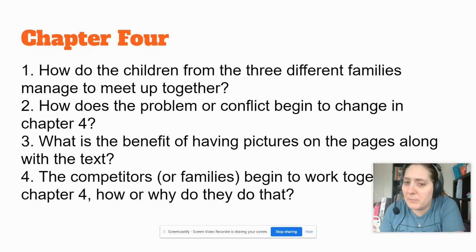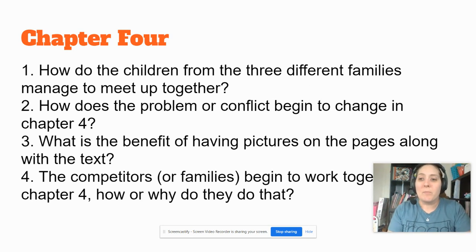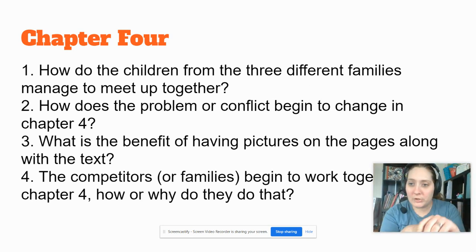Number 4, the competitors or families begin to work together in chapter 4. How or why do you think they do that? Again, this is an opinion question, so your answer is probably going to be different than everyone else's, or it should be because you should be working independently on this. So go ahead, pause your screen if you need to, so you can write these down and get ready for me to read the chapter to you.